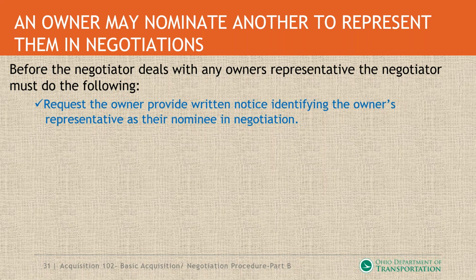Every now and then, you will have someone who wants a family member, neighbor or good friend to handle the negotiations for them. You need something in writing that says John Doe will be representing me on the negotiations of my property, or the acquisition of my property. That way you have something in writing that shows you are able to talk to this other person.